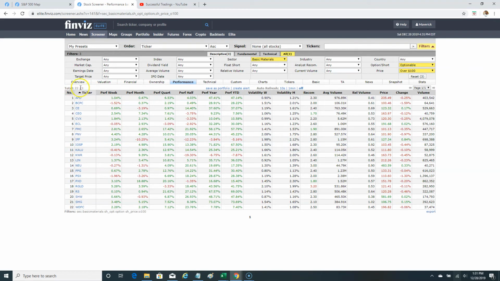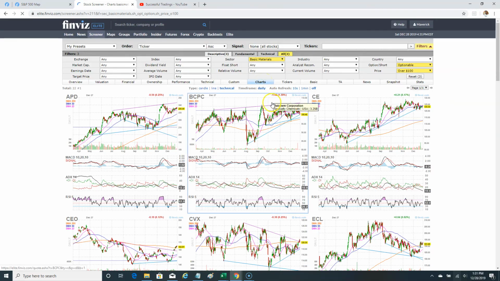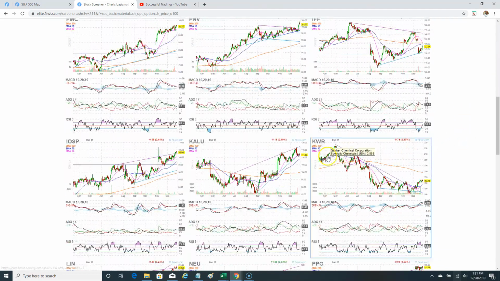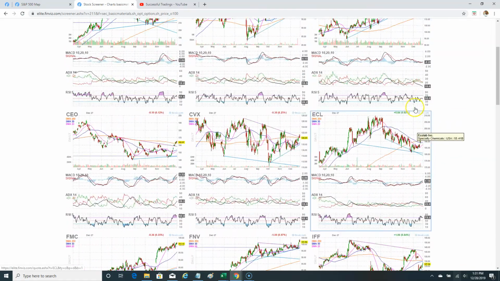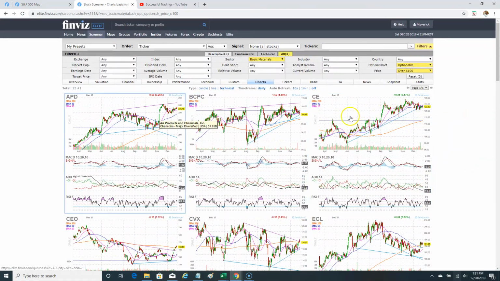Notice how my list of stocks went from 515 when I started with basic material, then I selected optionable, and now I want just stocks within the basic material sector that are optionable and worth more than $100. I have 22 of them. I can right now just say, give me the chart. Bang! Look at this. All 22 charts right there. That's still a little too many, or you can analyze all of them because you could find a pattern that's suitable to you.